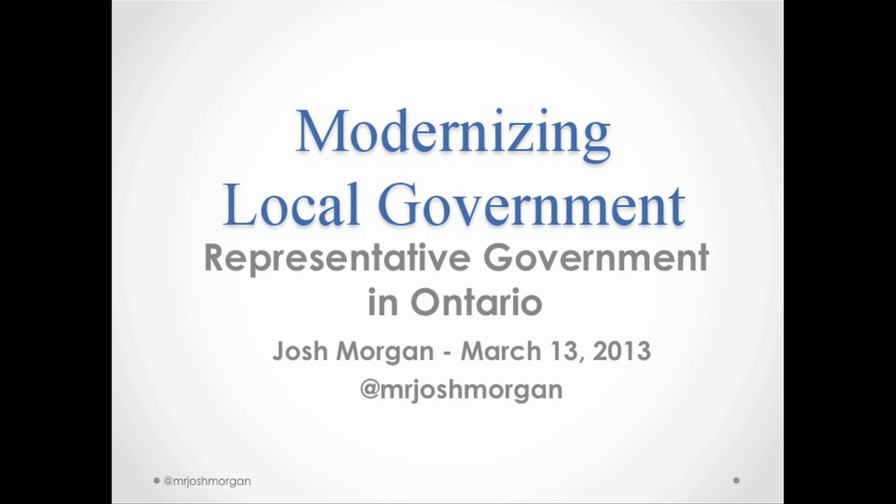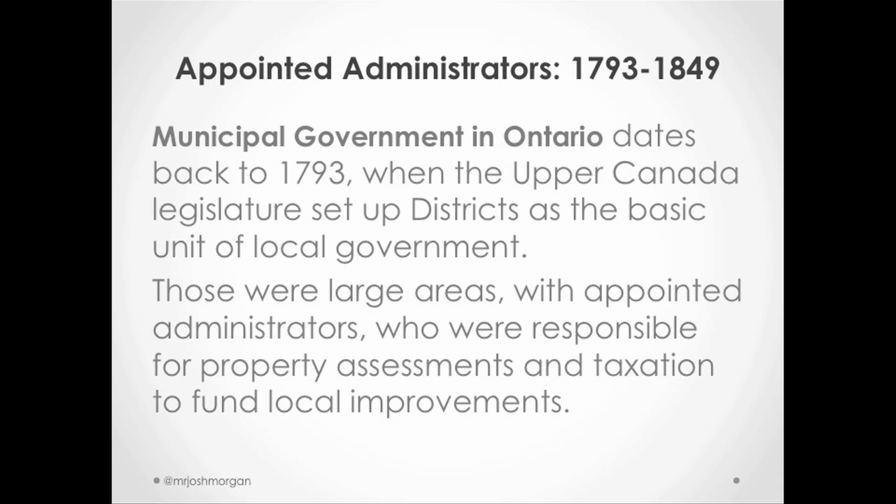Okay, I'm going to talk about 210 years of local government history in 20 slides in 5 minutes, so I'm going to get right started. It starts in 1793 when the Upper Canada Legislature set up district councils, which were the first basic units of local government. These were large areas with undemocratically appointed administrators who exercised the power of the Crown over those areas.